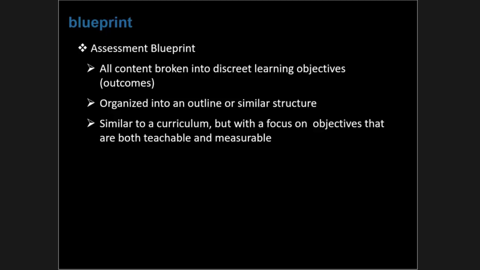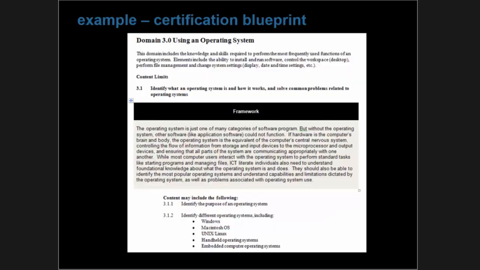Okay, let me show you a couple examples. For starters, here is a certification blueprint. This is a blueprint from a professional certification. It goes on for many, many pages. It's extremely detailed. It's designed to express extremely clearly what you're measuring in the test. And at the bottom of the page, you can see learning objectives that are broken down very discretely, individual items, each of which can be taught and evaluated.